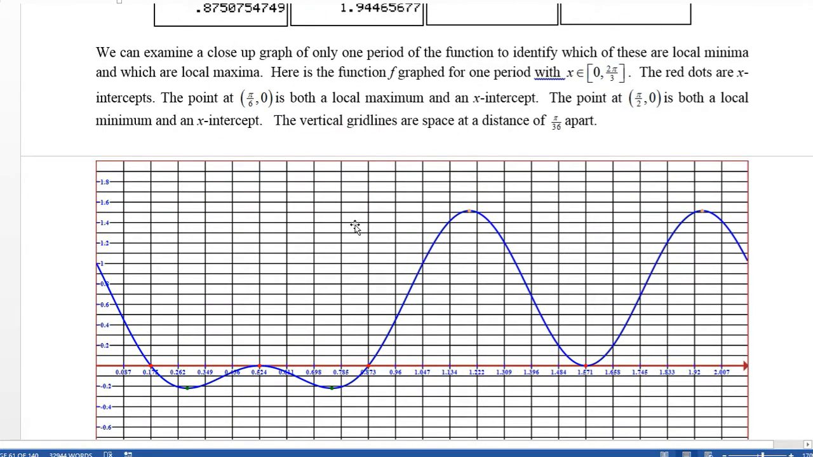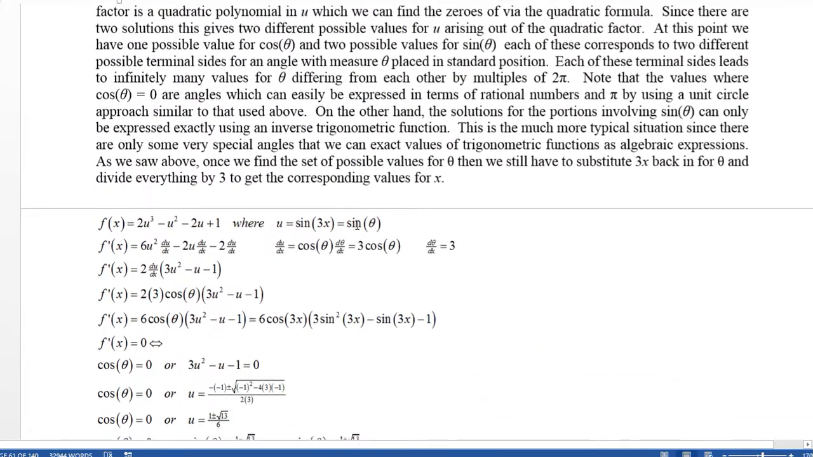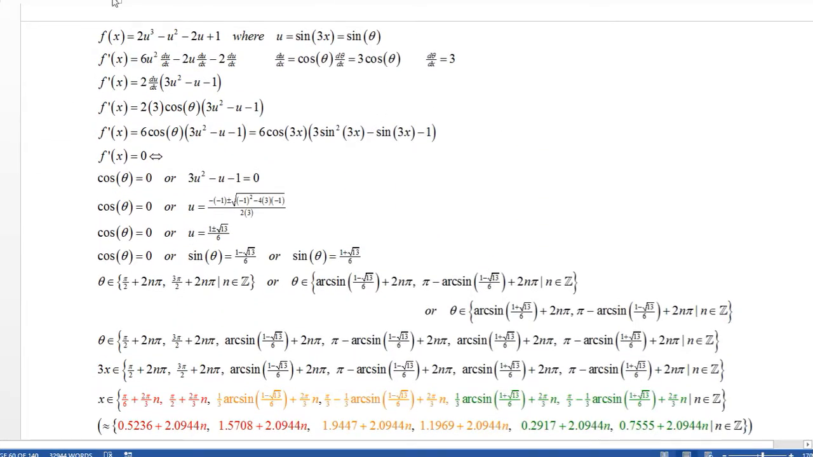So how do we find a maximum or minimum? Well, we take the derivative and set it equal to 0. So here we go. Let's find a derivative. Again, it's going to be easier, I think, if we do a substitution. We're going to be using the chain rule here. So let u be sine of 3x, or in other words, sine of theta, same as we did before. And so this is 2u cubed minus u squared minus 2u plus 1.